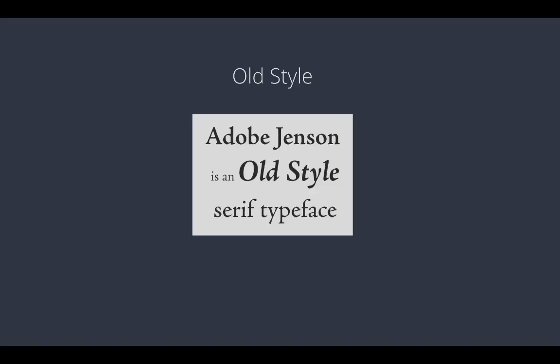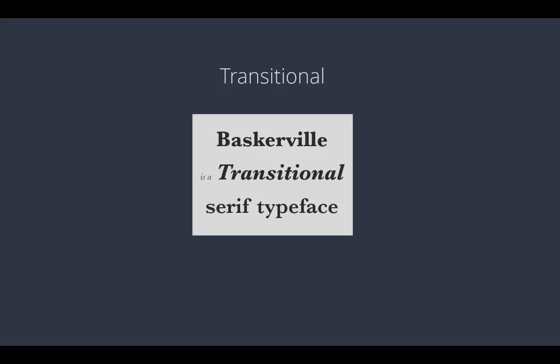Transitional serifs date back to the mid-1700s and are generally the most common serif typeface. This is going to be your Times New Roman and your Baskerville, which are both transitional serifs. Georgia and Bookman are also transitional serifs. The difference between thick and thin strokes in transitional typefaces is more pronounced than it is in old style serifs, but less so than in the modern ones that we're going to look at.